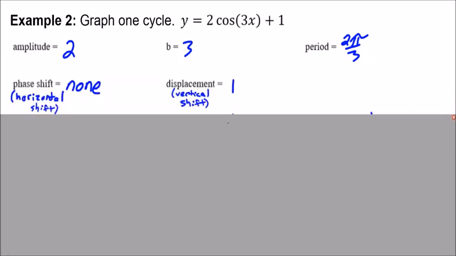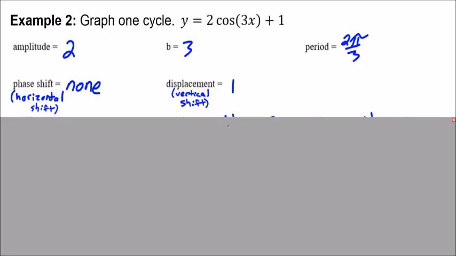Now let's talk about our shifts. As I mentioned in the beginning of the video, phase shift is your horizontal shift. That's the left and right. But we don't need to graph that for this one. So there's no phase shift, there's no left or right. In the next example, you'll see what that would look like. So we'll just put that on hold for now.